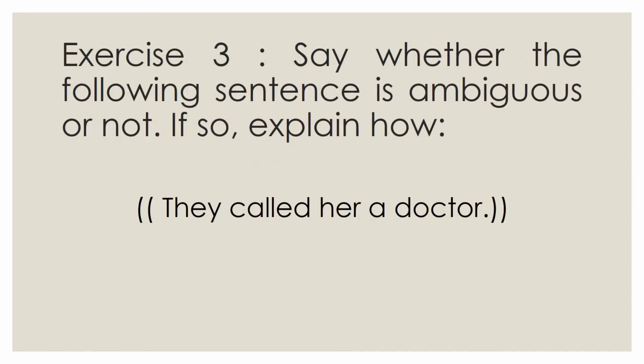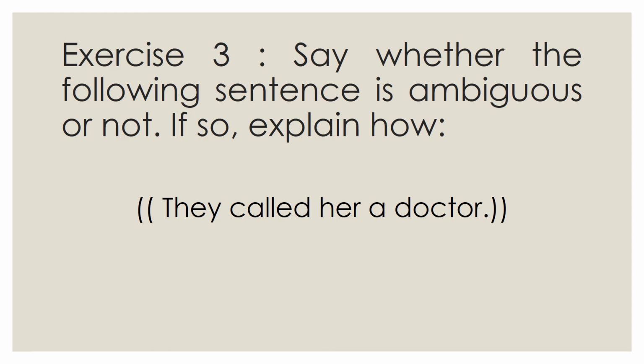We have exercise number 3, which is about ambiguous sentences in English. I think that you dealt with ambiguous sentences in grammar, especially in the 3rd year. So exercise number 3 is asking you to say whether the following sentence is ambiguous or not. If it is not ambiguous, say it is not ambiguous, it is clear. But if it is ambiguous, explain how. We can have more than one, but for the time being, it is sufficient for us to deal with only one sentence as a practice.